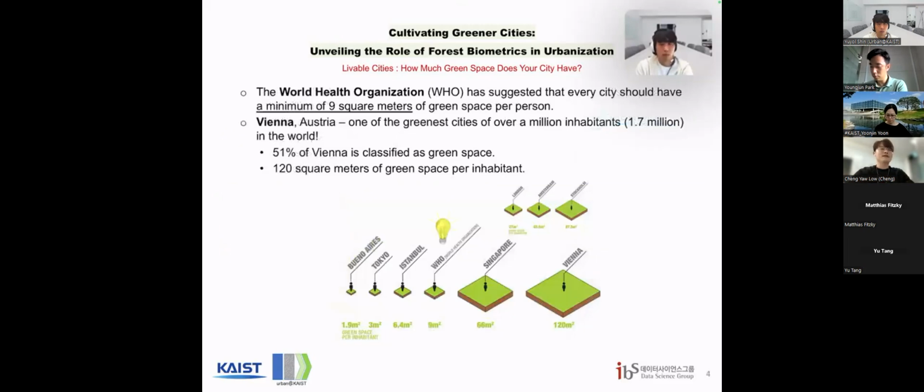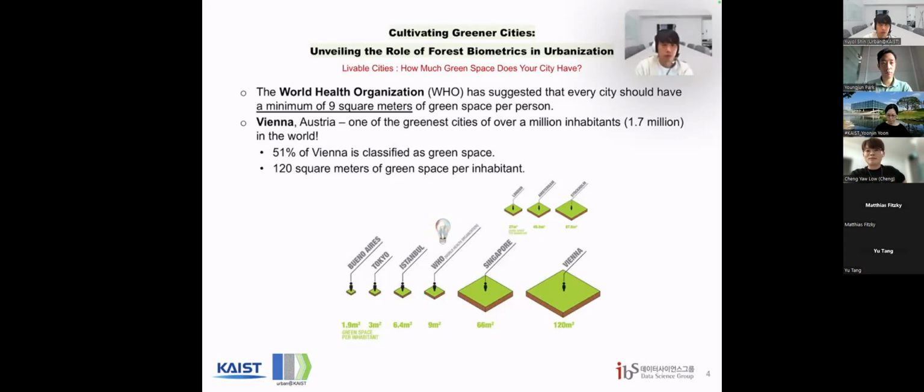There is a baseline for green space defined by the World Health Organization, WHO. They suggested that every city should have a minimum of 9 square meters of green space per person. According to my findings, Vienna is one of the greenest cities with over a million inhabitants.